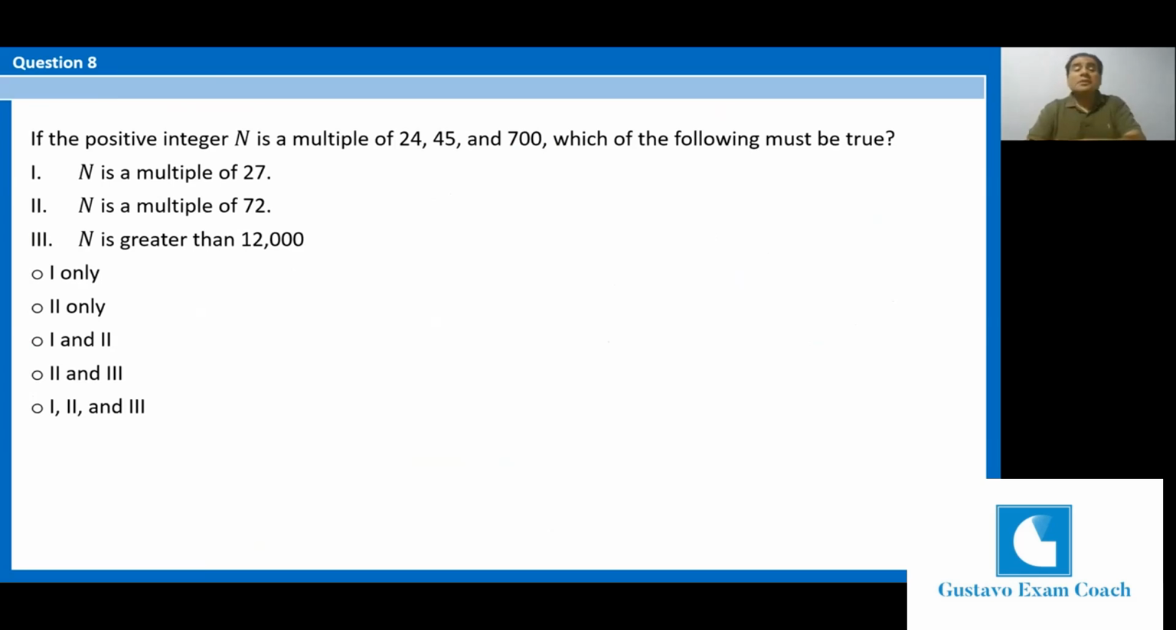If the positive integer n is a multiple of 24, 45, and 700, which of the following must be true? Well, here you need to work with the least common multiple of these three values, okay?